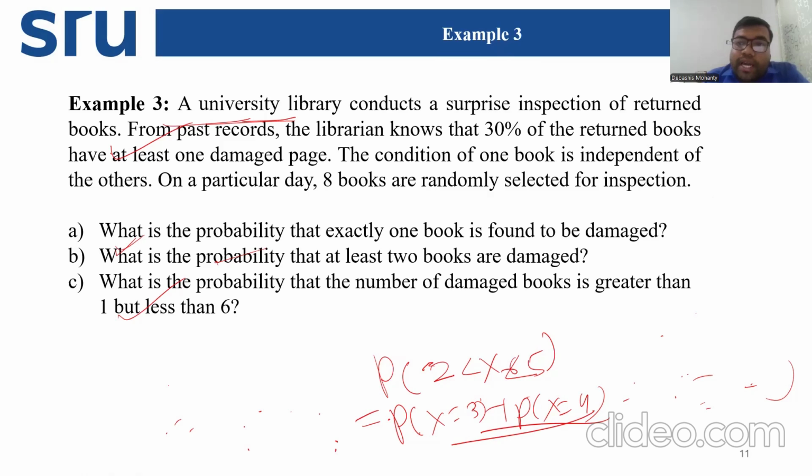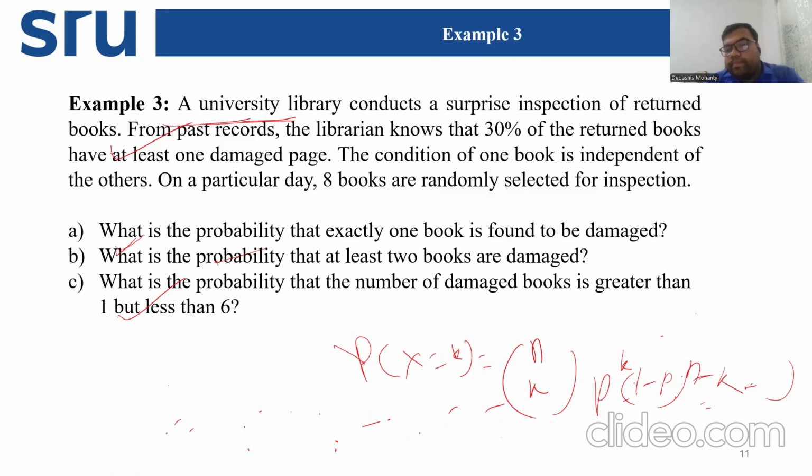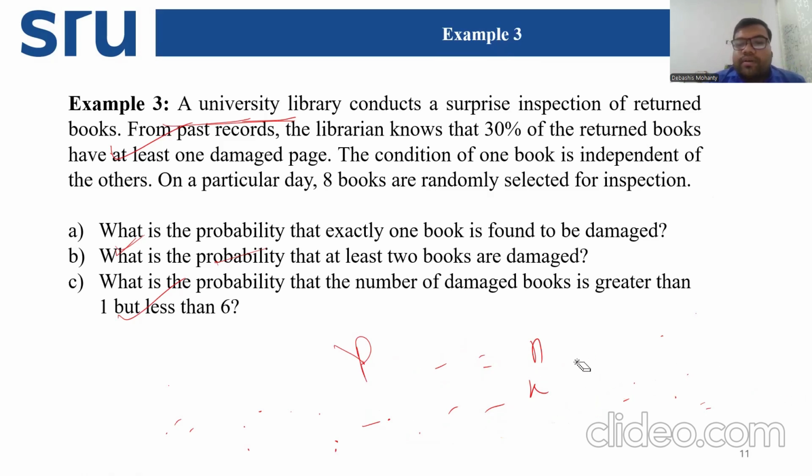Whenever you are calculating any probability using the binomial distribution, probability of 3, probability of 4, probability of x equals 6, any probability, we will use the same formula. What is the formula? Probability of x equals k is equal to n choose k, p raised to the power k, times 1 minus p raised to the power n minus k. That formula is very important, students. So we'll implement that formula to calculate the binomial distribution.